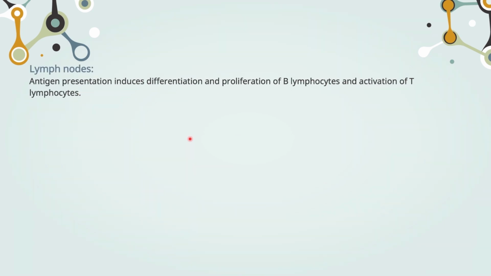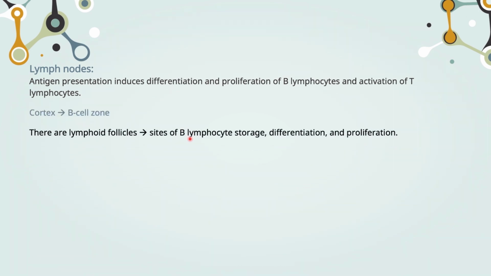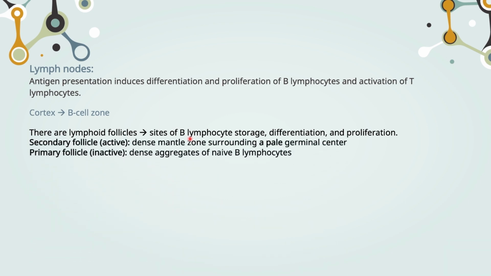Now, lymph nodes, like I said earlier, are the sites where antigen presentation occurs and the activation of B cells and T cells occurs, right? So we have talked about the cortex as the B cell zone, and we have talked about follicles, all right? We have talked about secondary follicles and primary follicles. Secondary follicles are the active ones, primary follicles are the inactive ones. Primary follicles are dense aggregates of naive B lymphocytes. But secondary follicles are pale, and the mature active B cells are present in the secondary follicle. This is super high yield from an exam point of view.